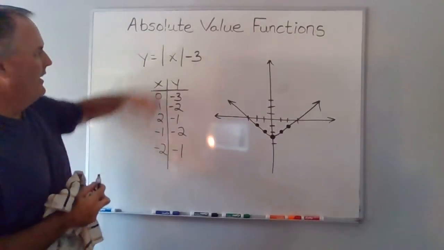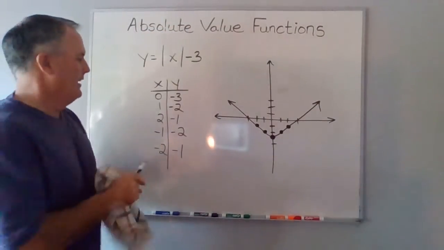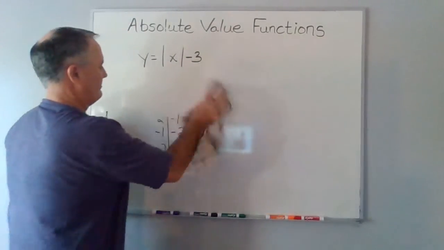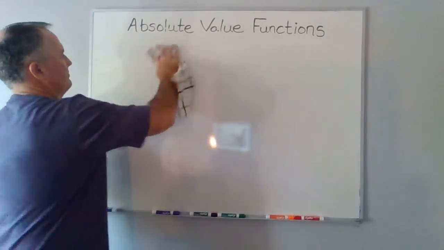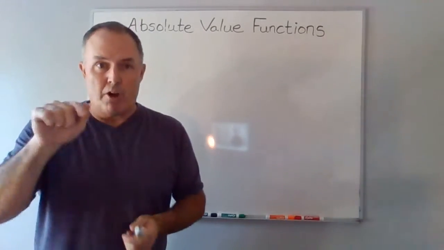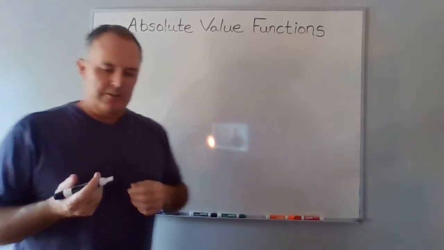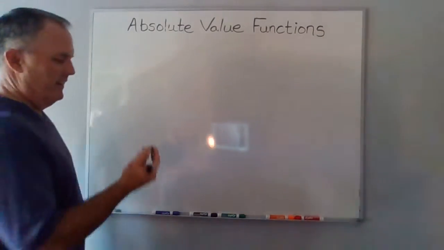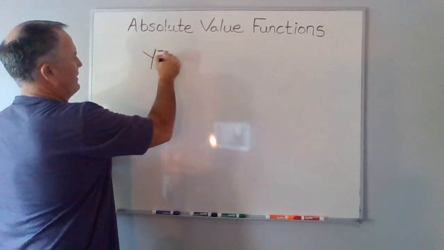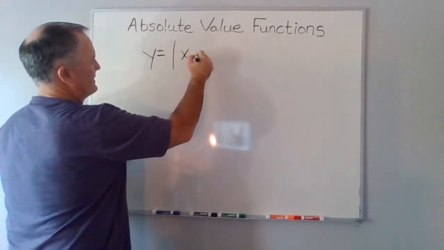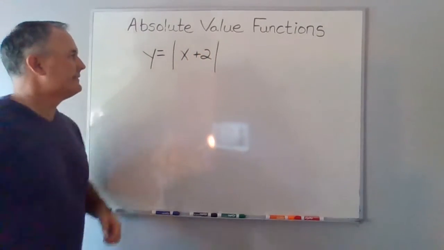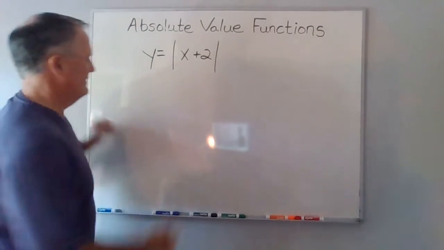Let's try to put a number on the inside along with the x and see how that affects it. Remember, if I'm going too fast along here, feel free to pause the video, get caught up, take notes, rewind the video. So, all right, let's see. Let's do y equals the absolute value of x plus 2. Put the plus 2 on the inside this time. Let's see how that affects it.